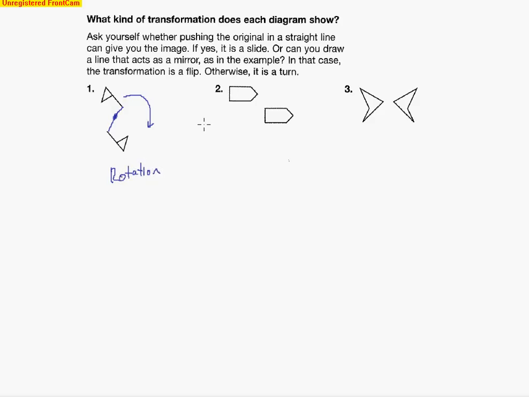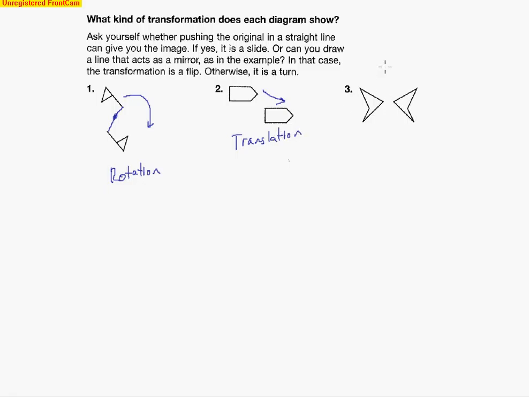The next one, does the figure look like it's going in the same direction? Yes, it does. What it does is slide along this line, going downhill from left to right. It could have gone straight down and straight over, or it could have just gone along that line. So we call this one a translation.